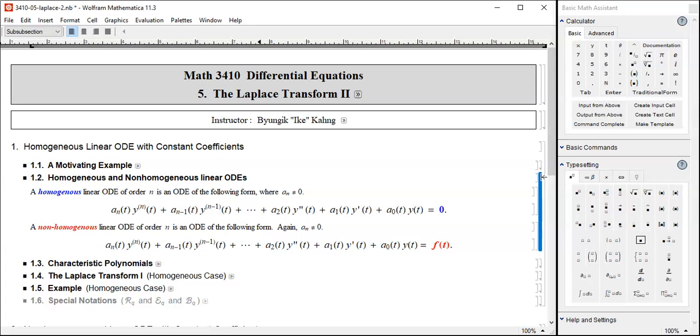Homogeneous versus non-homogeneous linear ODEs. When the right-hand side is 0, we call it homogeneous. If it is non-zero, some other function, then we call it non-homogeneous. Now, some students get confused with the homogeneous equations that we studied in lesson 3a. The homogeneous equations of first order that can be transformed into a separable equation through appropriate substitution.